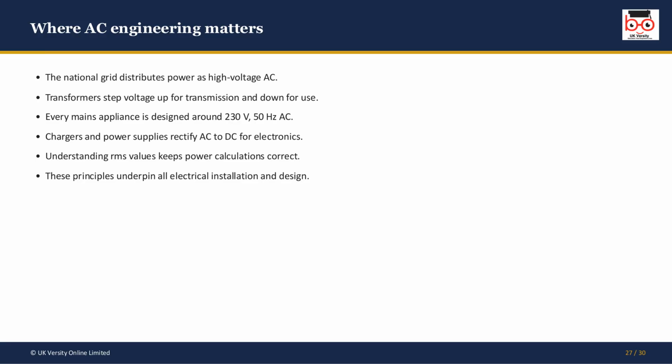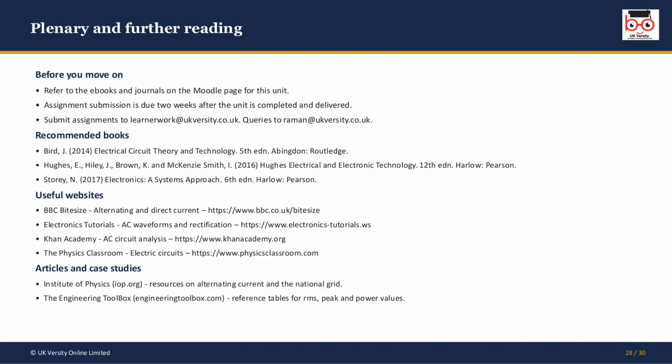Before we finish, it's worth seeing where all this matters. The national grid distributes power as high-voltage AC, with transformers stepping the voltage up for transmission and back down for use. Every mains appliance is designed around that 230-volt, 50 Hz supply, and chargers and power supplies rectify it to DC for their electronics. Getting comfortable with RMS values keeps your power calculations honest, and these same principles underpin all electrical installation and design. Let's check your understanding.